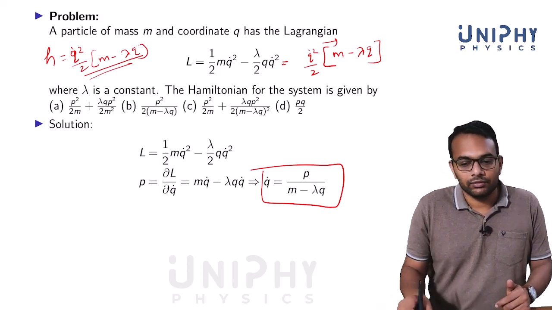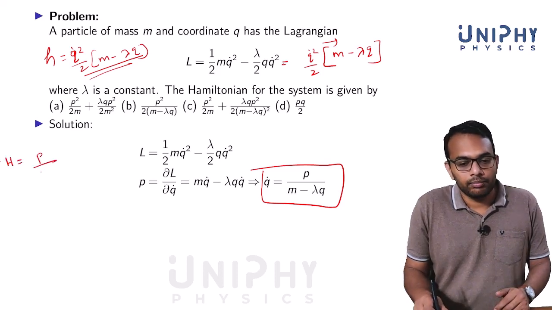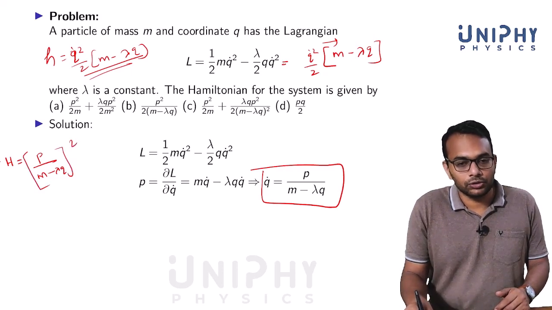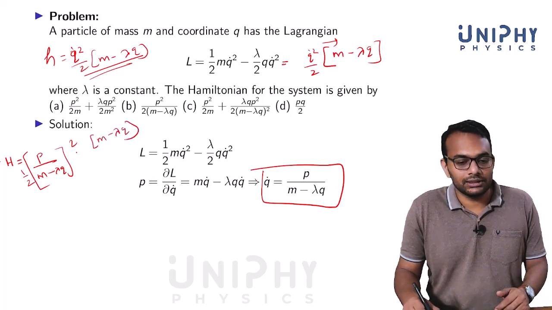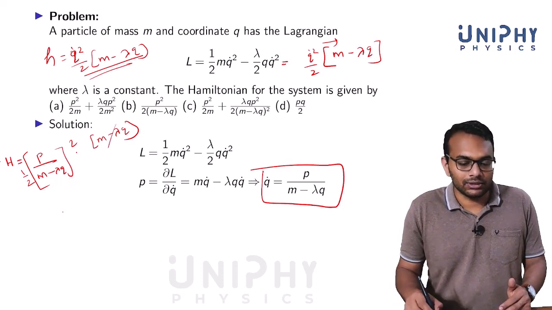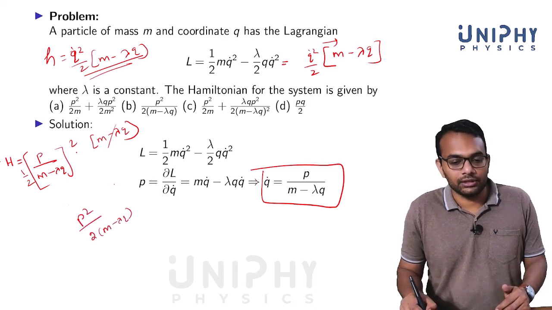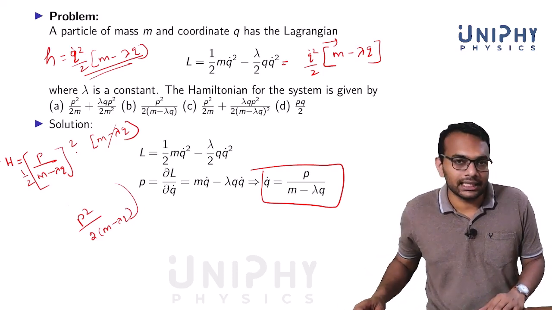So the Hamiltonian would be p divided by (m − λq), the whole squared because it's q̇², multiplied by 1/2 (m − λq). So you see that the (m − λq) can be cancelled here, there's a square there. So that becomes p² divided by 2(m − λq). That's the answer. This is the quickest way of doing it.